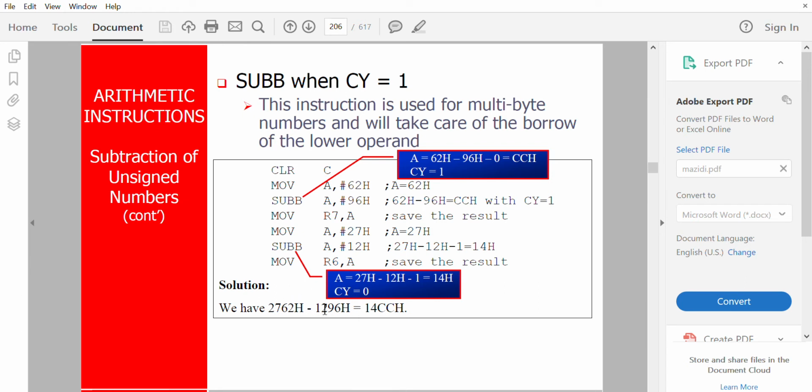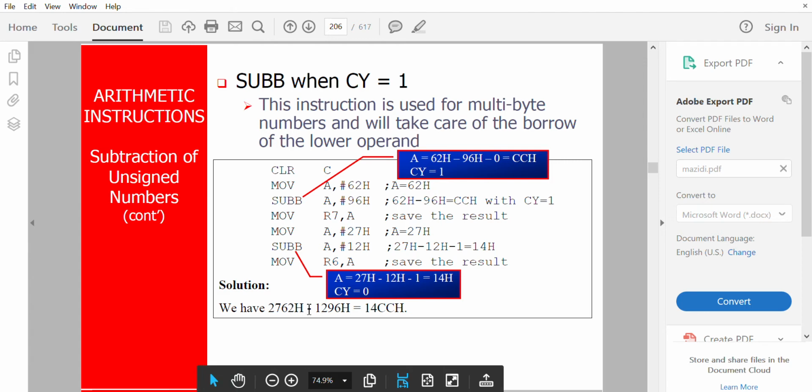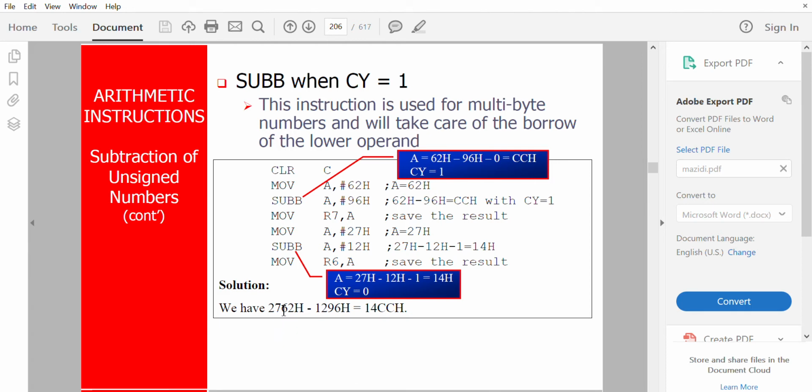So you'll be first subtracting 62 minus 96. Then you will be subtracting 27 minus 12. So for 62 minus 96, you will be moving 62 to A, SUBB A, #96, meaning 62 minus 96, and the result will be stored in A. If you do that, you'll get the answer as CC.